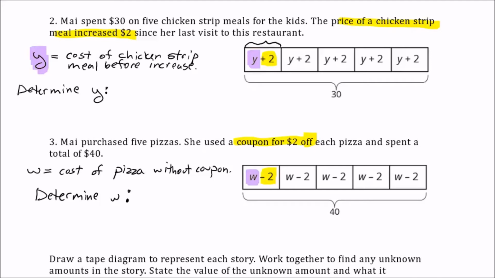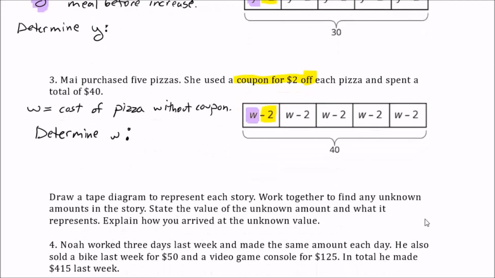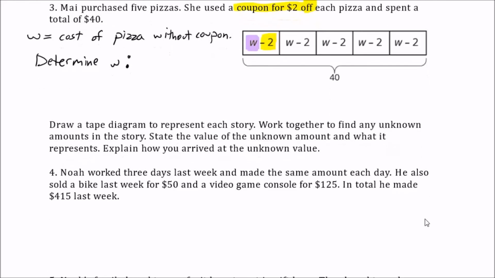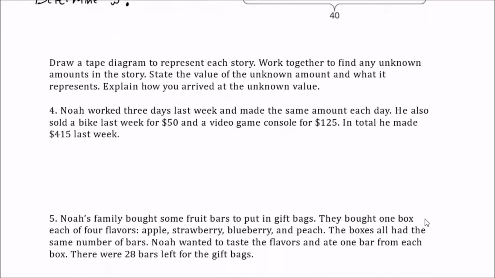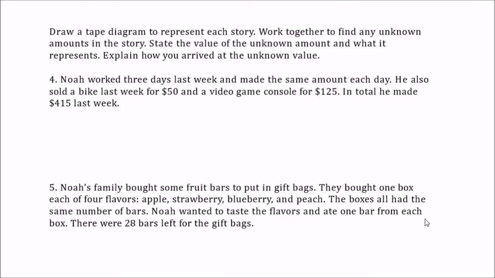And you could always go back and check it and see if it works, right? Plug in your value for W, see what the cost of the pizza is after the coupon. If you buy 5 of those, does it total up to be $40? This is something you should be able to check and determine whether you have the right answer. All right, in the next couple problems, we're asked to draw our own tape diagram to represent the story and then work together to find the unknown values.